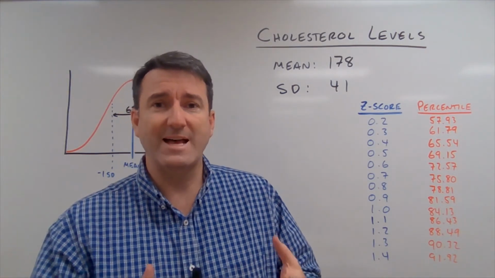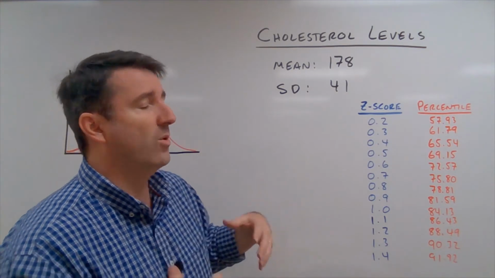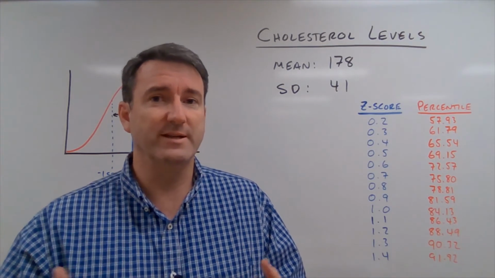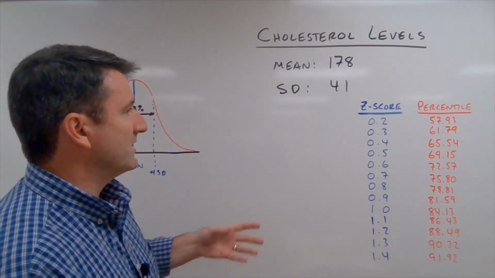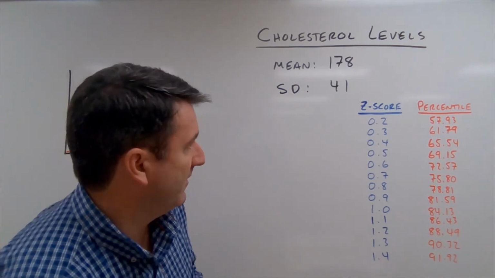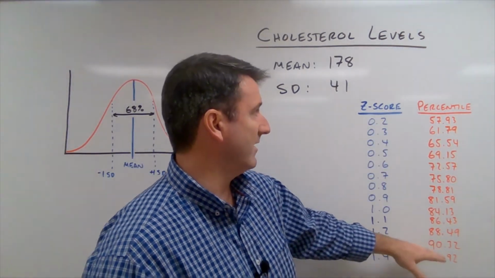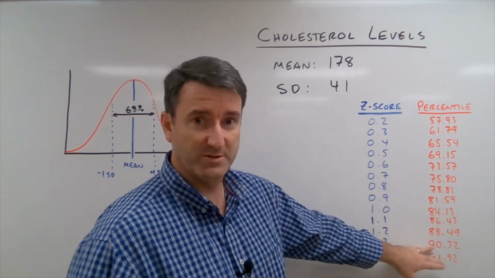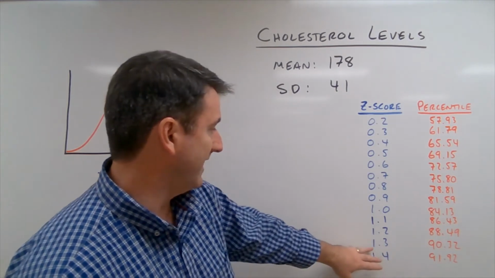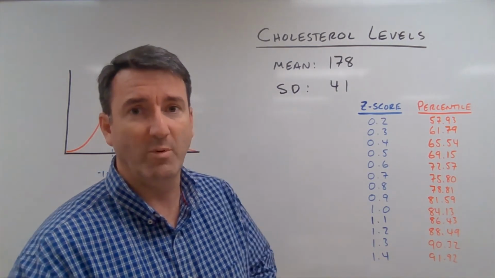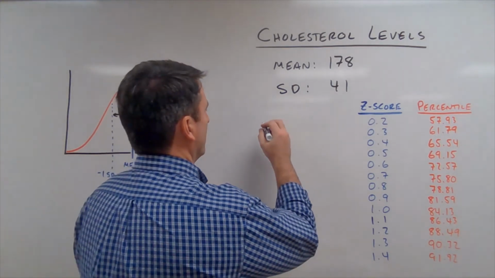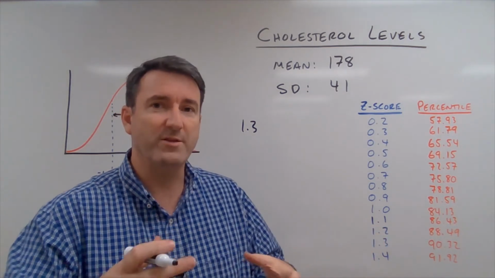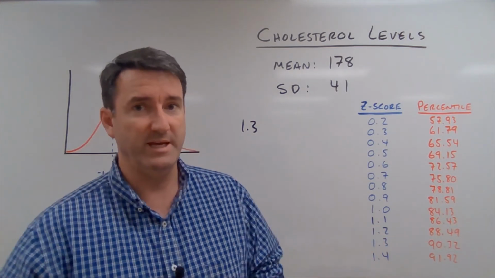Part B of our example asks us what cholesterol level corresponds to the 90th percentile, which is the level at which treatment is recommended. So in order to do this, we need to first look on this side of our table and find where we find the 90th percentile. So down here we see 90th percentile, and that corresponds to a z-score of about 1.3. So our z-score is 1.3, meaning that we're 1.3 standard deviations above the mean.